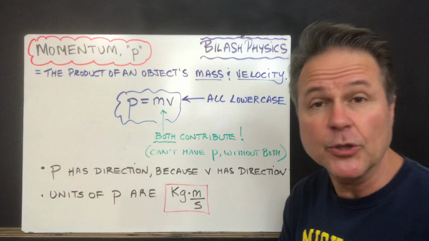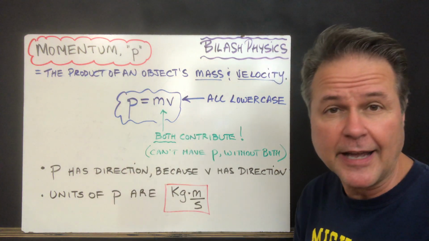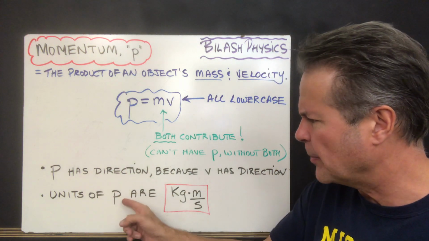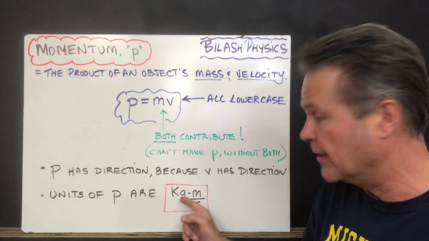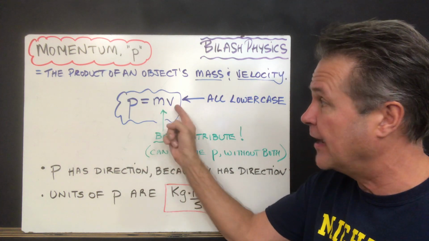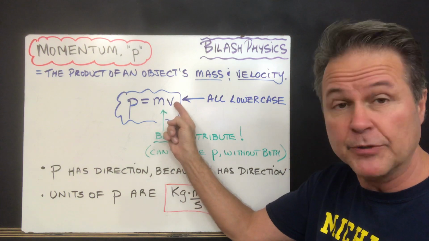So momentum has direction, and that's because velocity has direction. And the units of momentum are kilogram meters per second, because those are the units of mass and velocity. Kilogram meters per second.